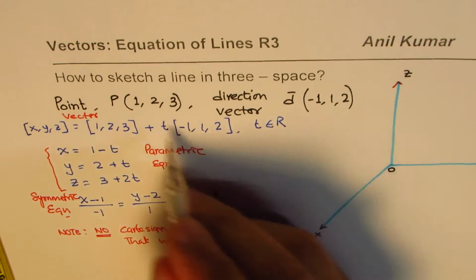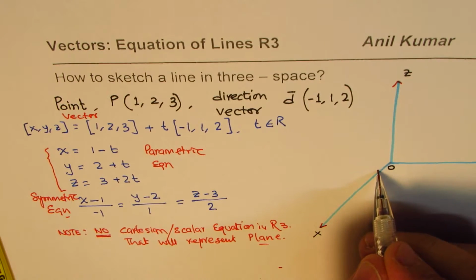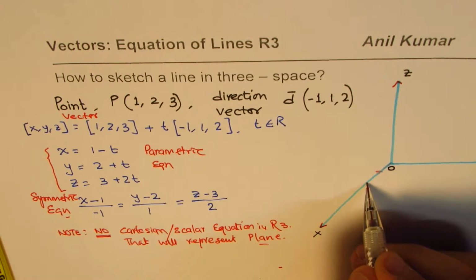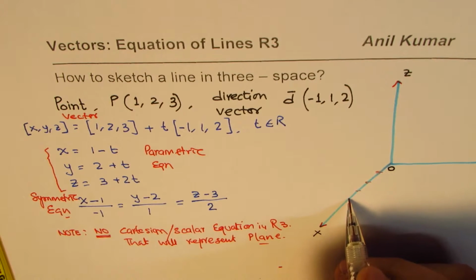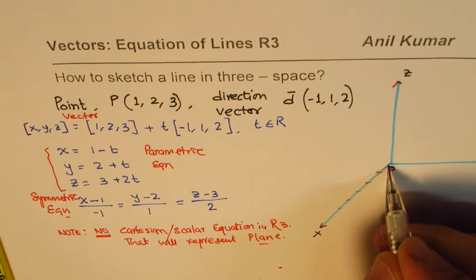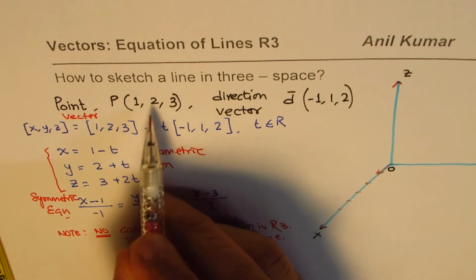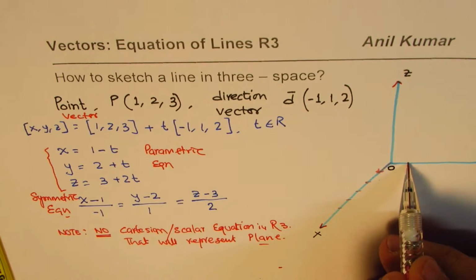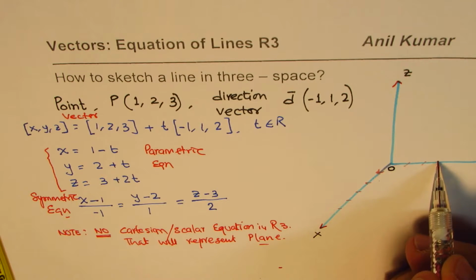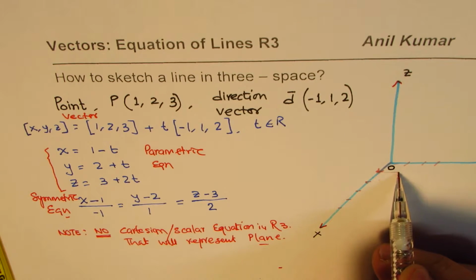Now 1, 2, 3 means 1 is along the x-axis. So let's say this is my 1. Okay, so this is my 1. Let's say this is my scale along the x-axis. Okay, so we'll move 1 unit in this direction. So we get to this point. This is 1. 2 is along the y direction. Okay, so 1, 2, and 3. So we'll move this 1, 2, and 3.